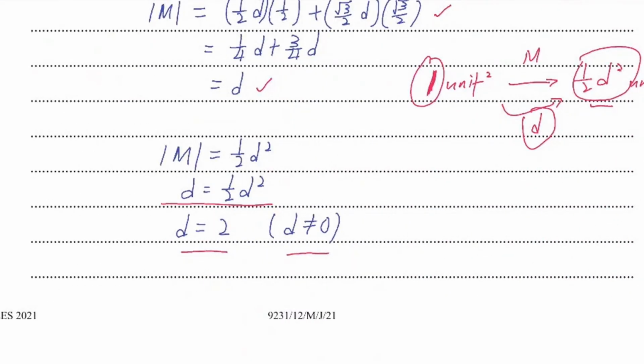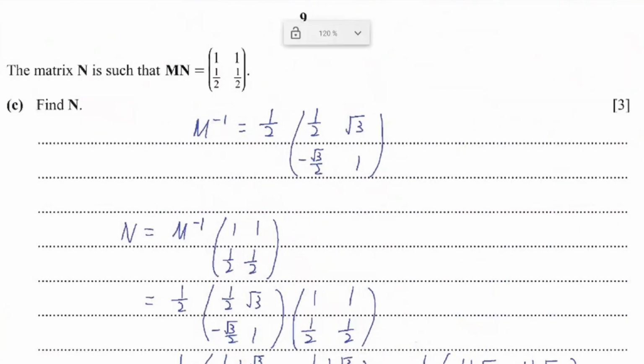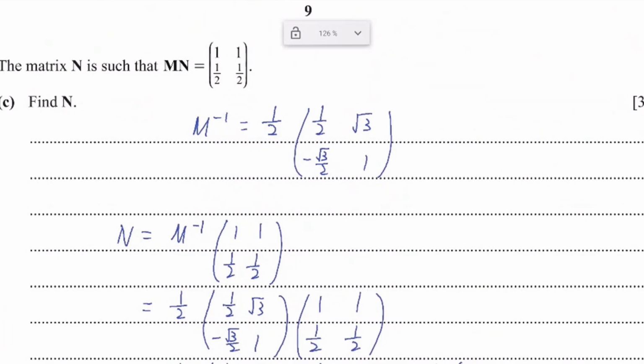Okay, the third part is, find matrix N such that MN is 1, 1, half, half. So we need to find the matrix N here. What happened in this case is that we are going to find the matrix N here, for which we have got MN equal to 1, 1, half, half. So we now want to find the matrix N, right?